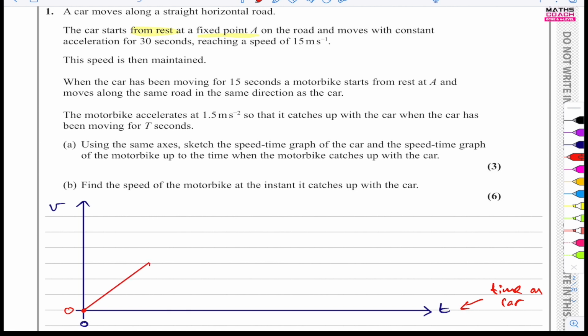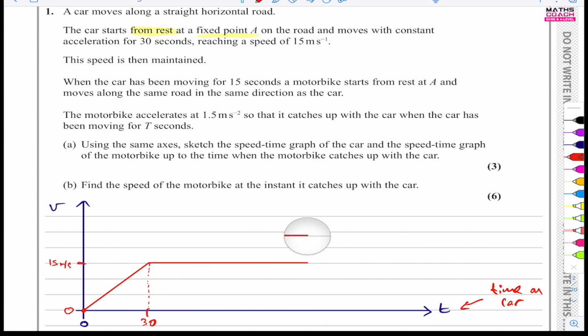If we drop down from here, this would be 30 seconds, and the speed acquired in those 30 seconds is 15 meters per second. The acceleration, obviously, we don't have yet. We're not given that. All we know is that it's constant acceleration, and that explains why this is a straight line. This speed is maintained, so going forward from that point onwards would be a horizontal line.